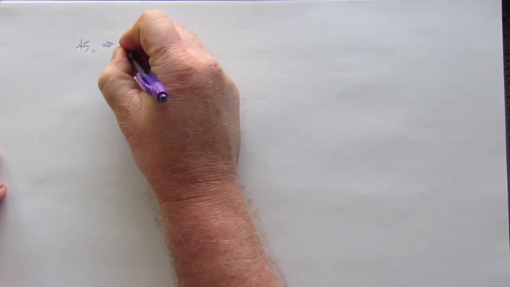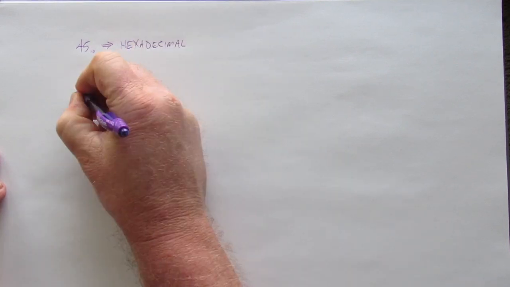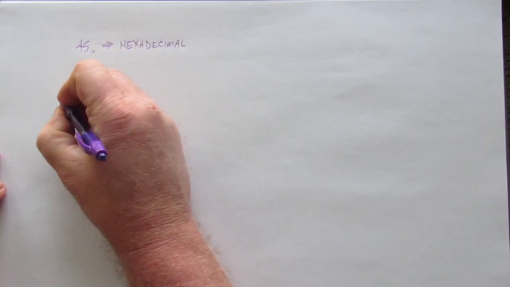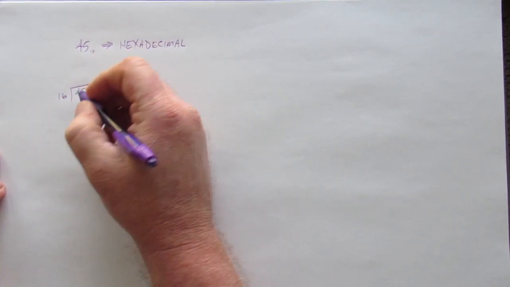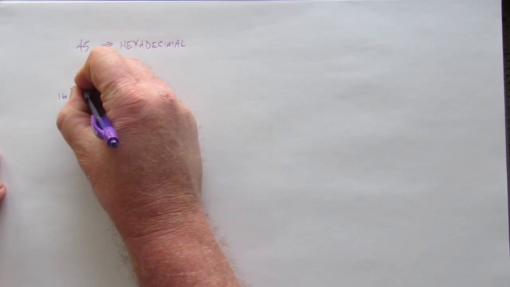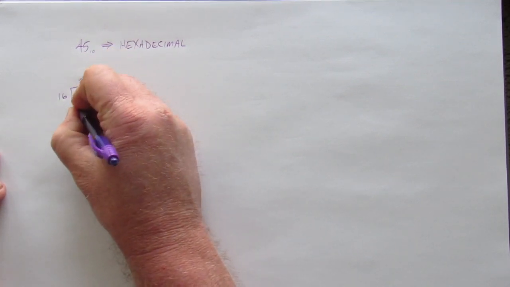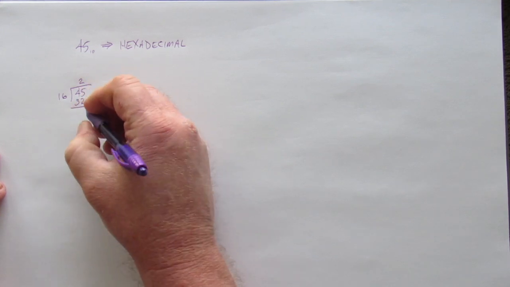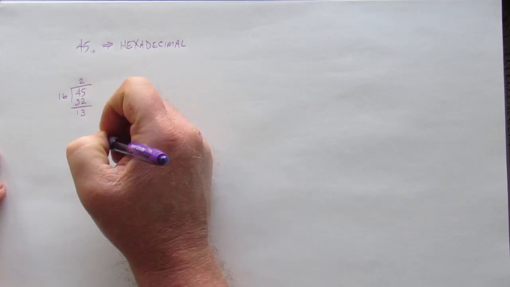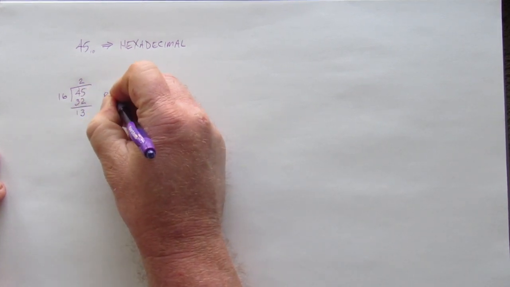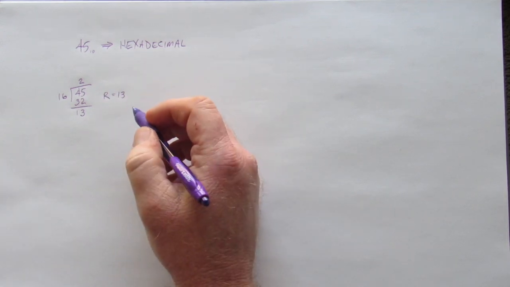Let's do one more. Again, 45 base 10, but this time we're going to go to hexadecimal. So I've got to take 45, this time divided by 16. 16 can only go in there twice. 2 times 16 is 32. 45 minus 32 is 13. So the remainder, 13. Now wait a minute.